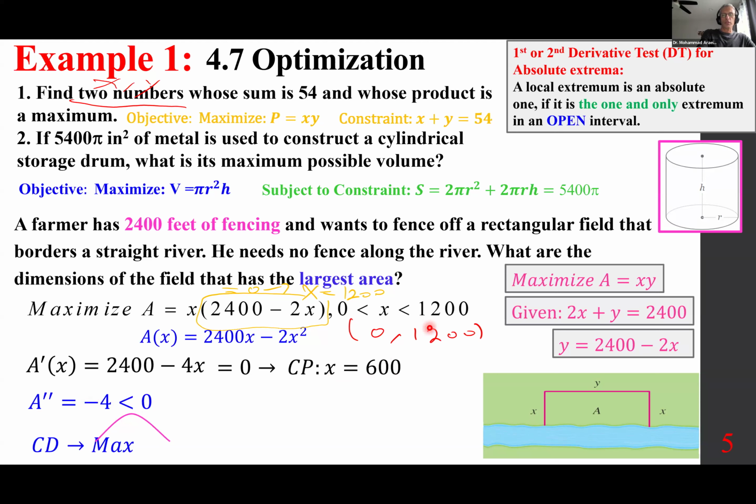However, you have an open interval with one critical point. Therefore, it's an absolute. So absolute maximum occurs when x is 600. You go back to this constraint, replace the x, find the y, becomes 1200. The maximum area is the product of these two, which means 720,000 square feet. This is the way optimization works.